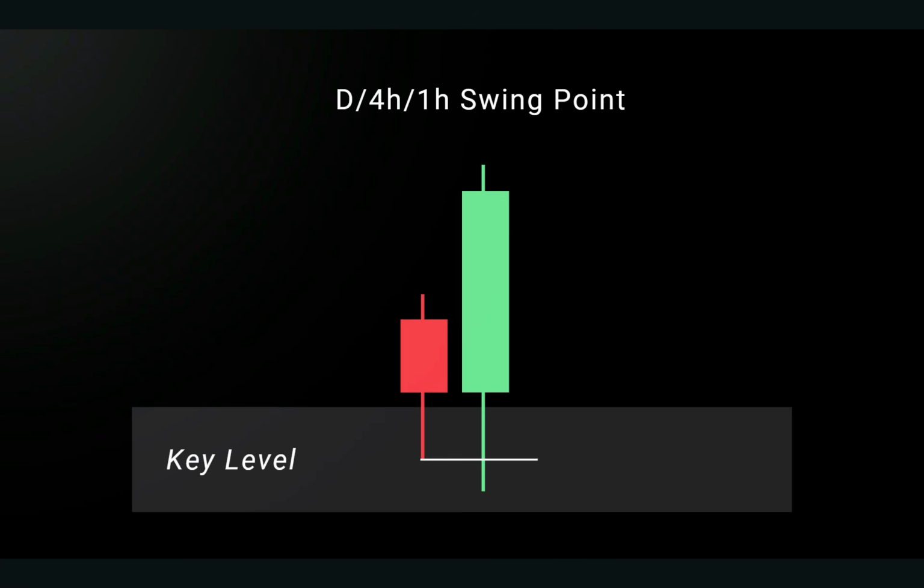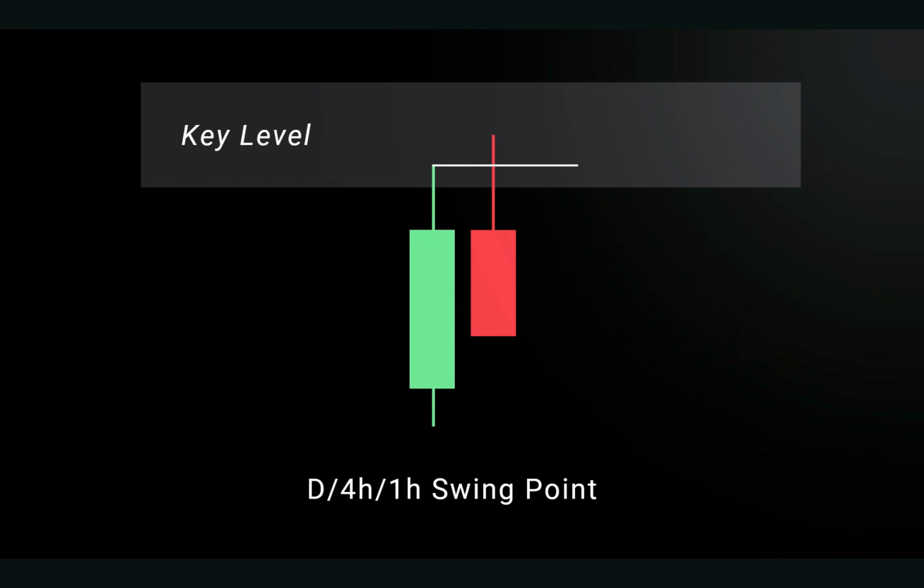Key component that you really want to keep in mind is that you want to see price come to a key level, and then you want to see it create our swing point at that key level. Price comes into a key level, it forms our sweep. And this sweep, whether it's happening on the daily, the 4-hour, or the 1-hour, is giving us clues that there's a high probability that the market is going to reverse.